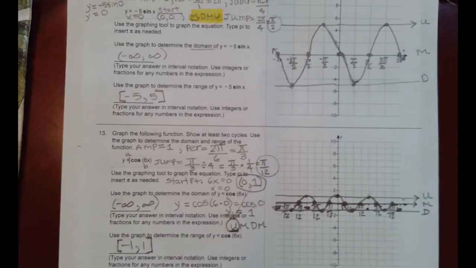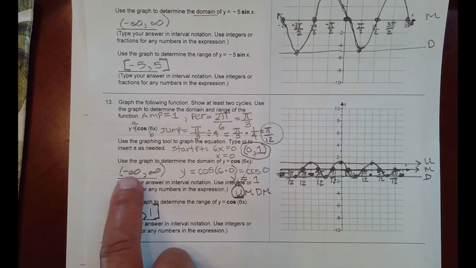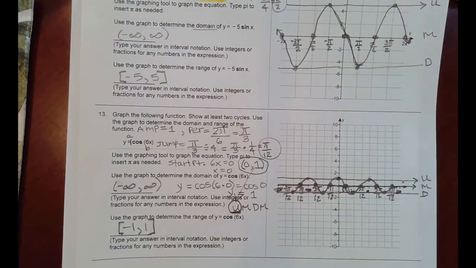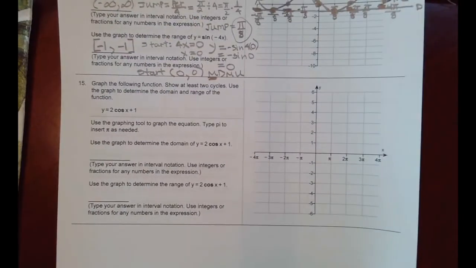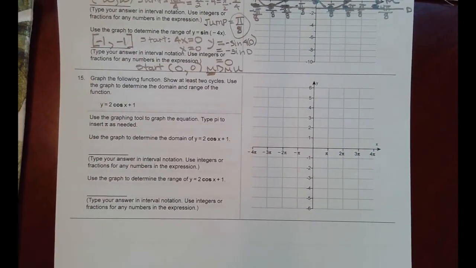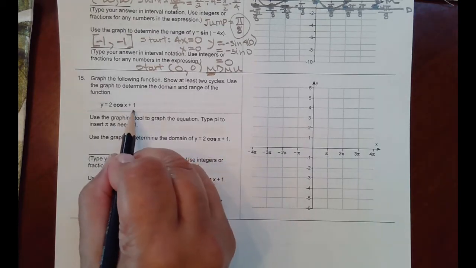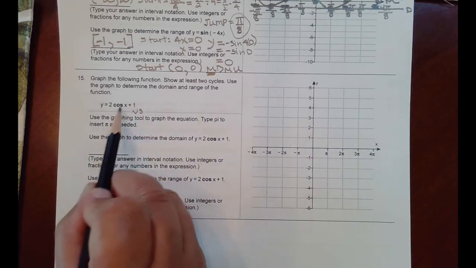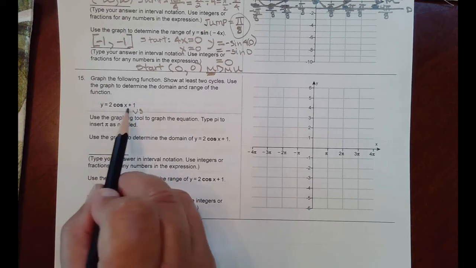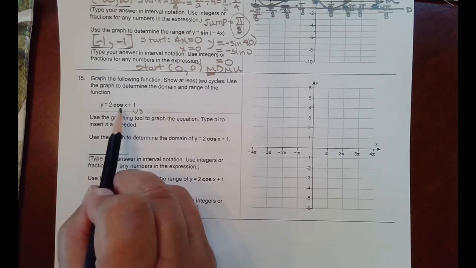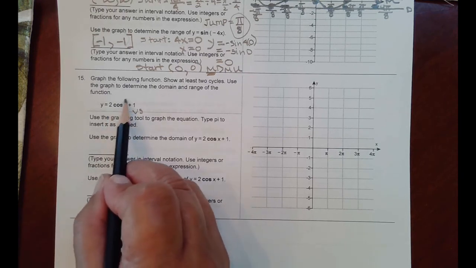Amp is 2. Then the period is 2 pi divided by the b value. Again, the b value is always right in there after the trig word, but before the x, which is 1, so it's just 2 pi. And then the jump is going to be the period divided into 4 parts, which is pi over 2. Okay, so we're going to do our x-axis in increments of pi over 2.